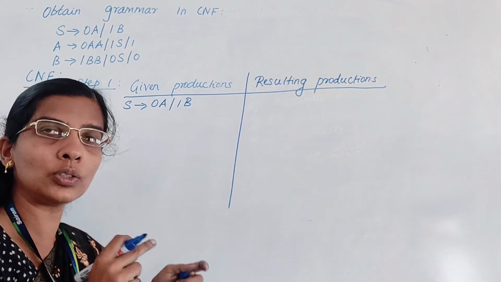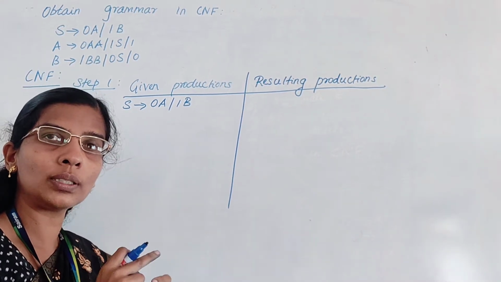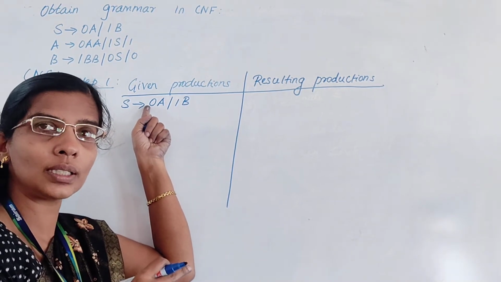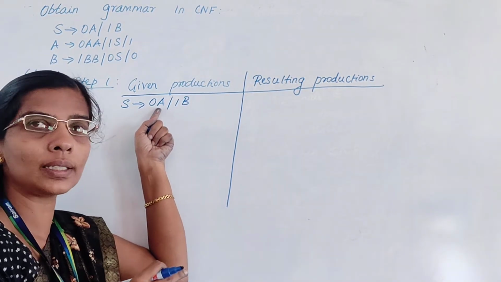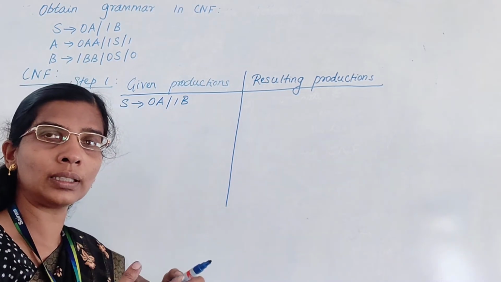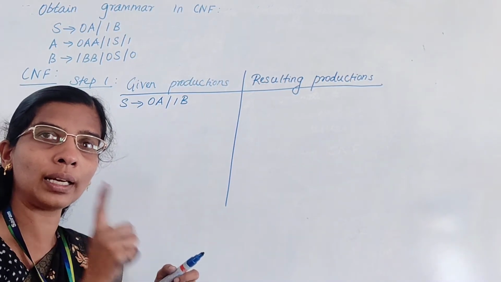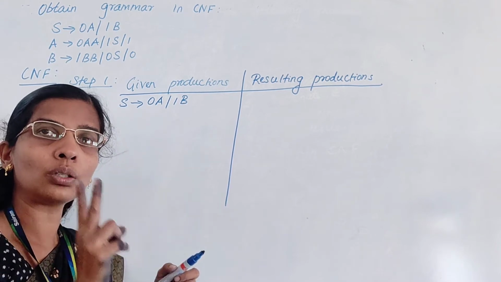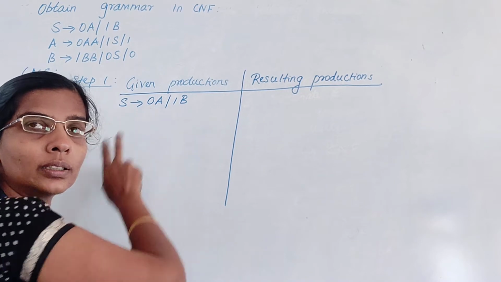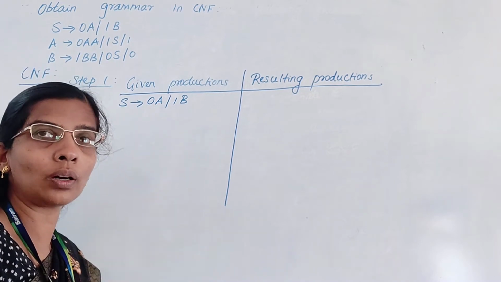Right? It has 2 symbols, but one symbol is terminal. The 0, all digits, is terminal. And this uppercase letter is non-terminal. So my condition is that my RHS can have a single terminal or 2 non-terminals. But here I have 2 symbols, a combination of terminal and non-terminal.